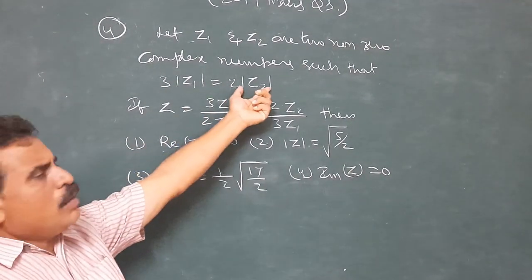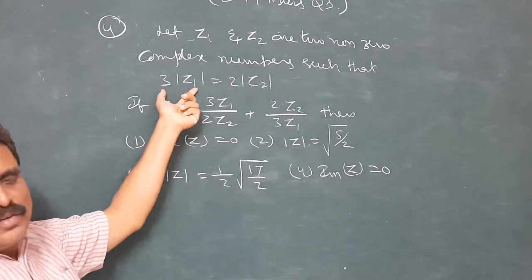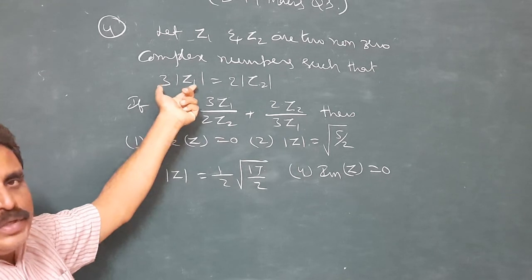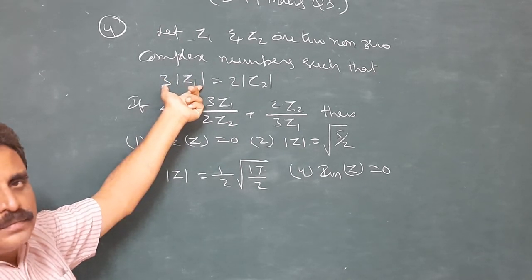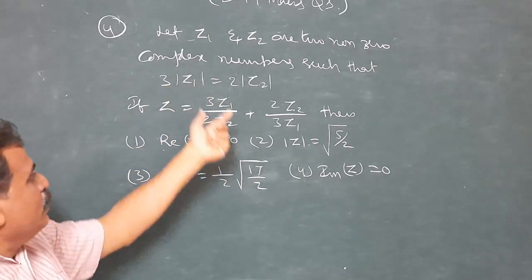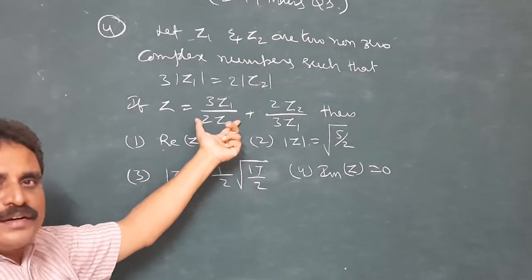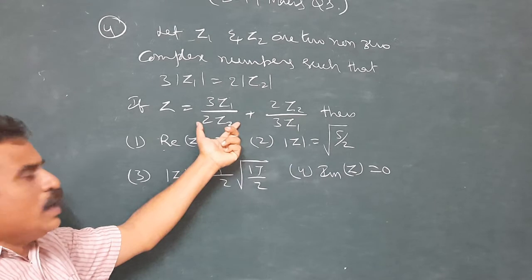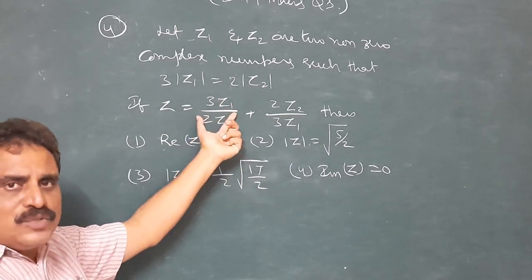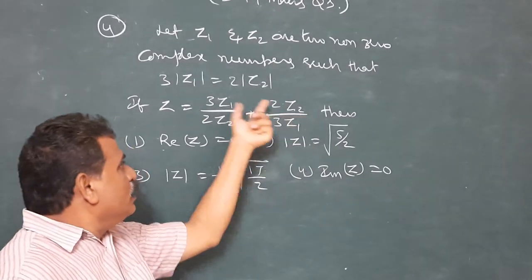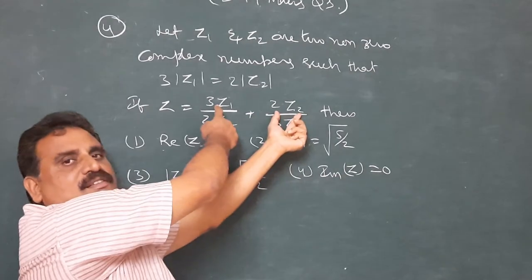If you take 2 mod z2 this side, what happens? 3 mod z1 by 2 mod z2 equal to 1. That means 3z1 by 2z2 is unimodular. This modulus is 1. This modulus is 1. It is the reciprocal of this.